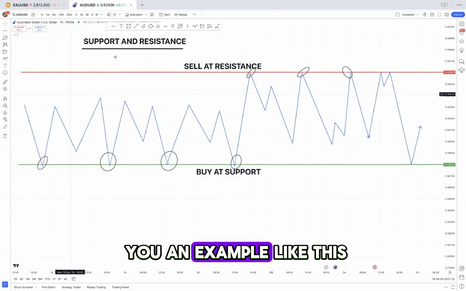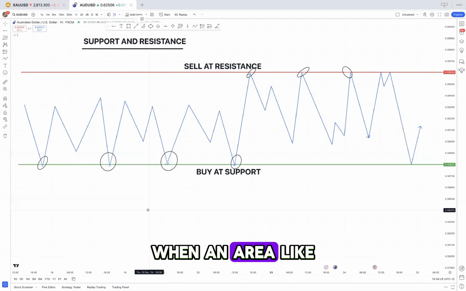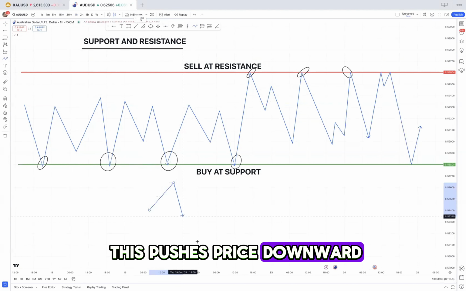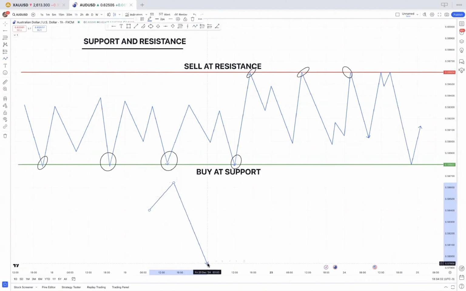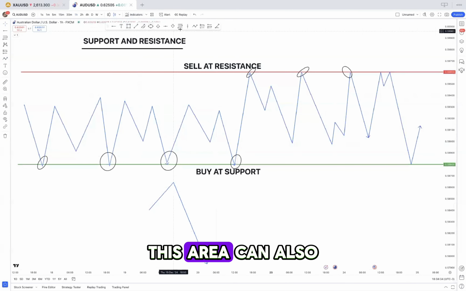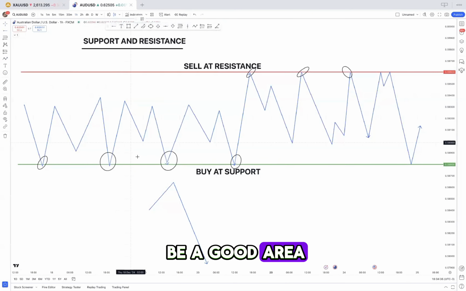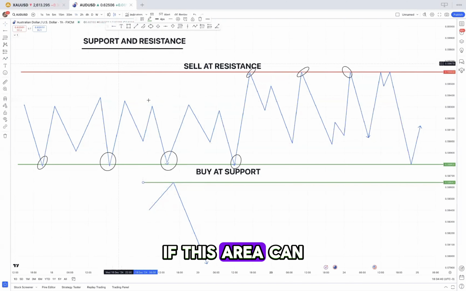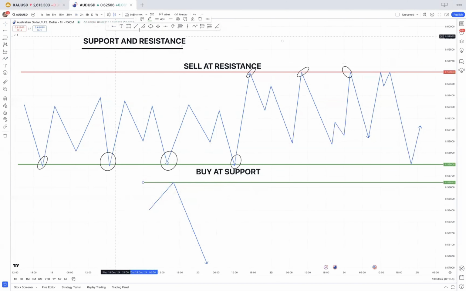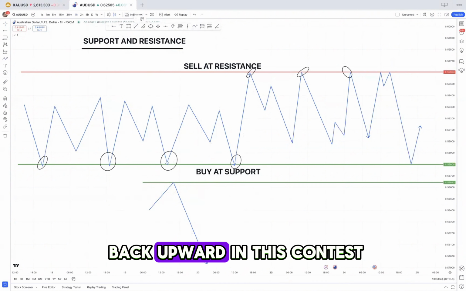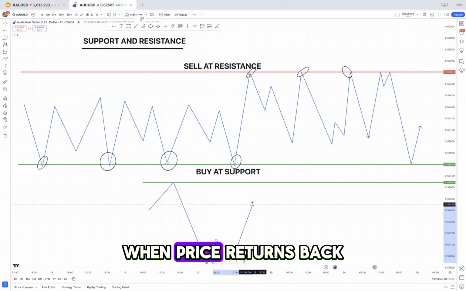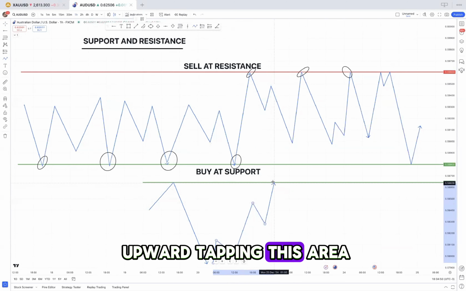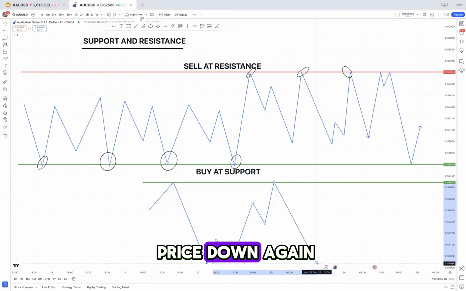So let me give you an example like this. When an area like this pushes price downward in this format, trust me, this area can also be a good area of resistance because of this massive push downward. If this area can push price downward, then when price returns back upward, tapping this area, it can also push price down again.